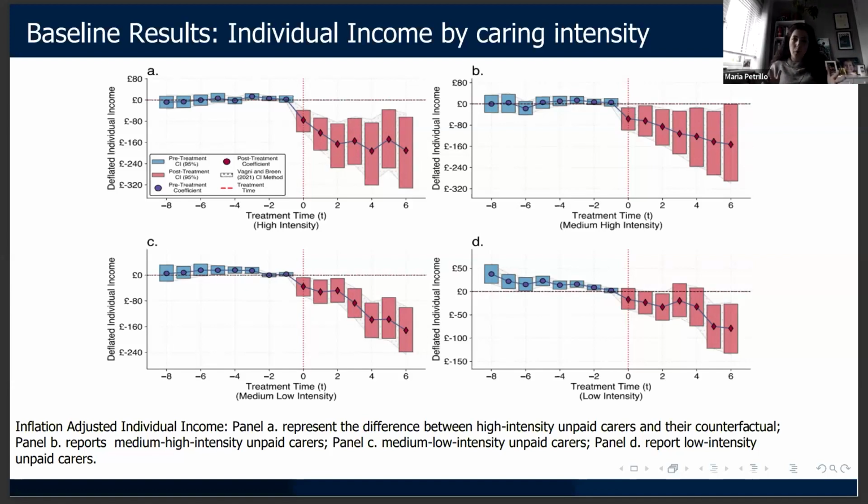However, the situation always changes after the uptake of unpaid care responsibilities, and every single group here reports an income penalty. Now, it is also very, very significant how there is a substantial threshold effect, with higher intensity carers experiencing greater income penalty.